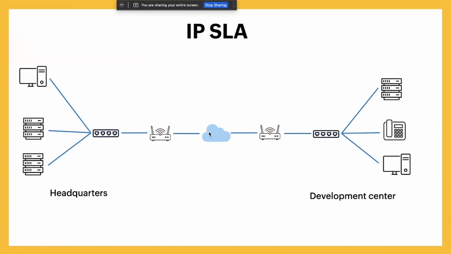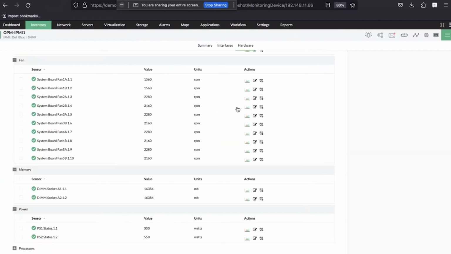In those cases, you can make use of the IPSLA monitoring feature and monitor WAN RTT, that is WAN round trip time, and VoIP, that is voice over IP, of your network using OpManager. And so OpManager provides detailed metrics such as jitter, latency, packet loss. You can use this information to quickly troubleshoot issues so that your SLAs or service level agreements are not violated. So let's see how it is done.